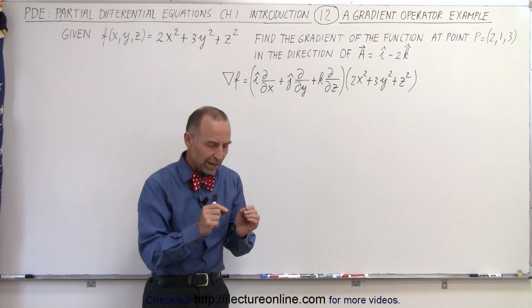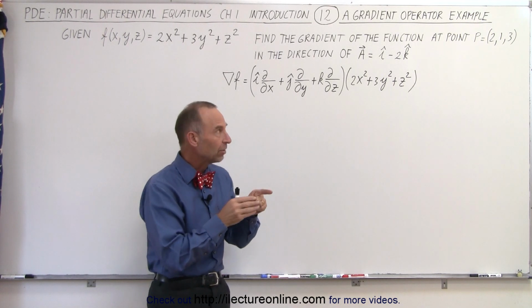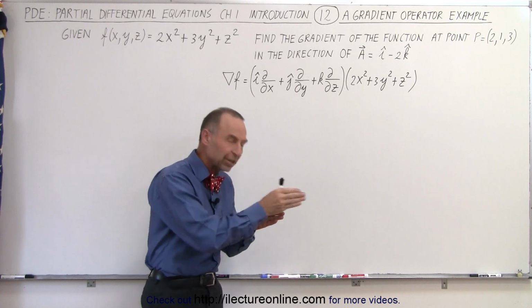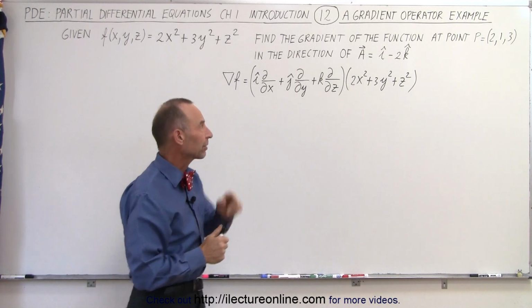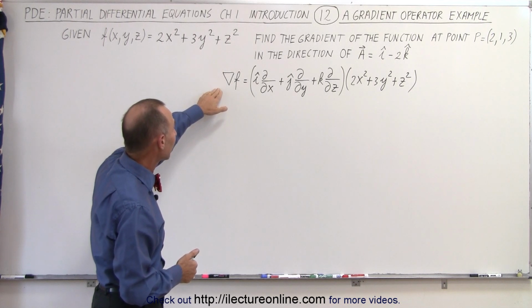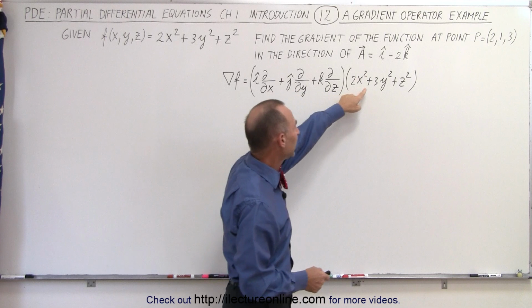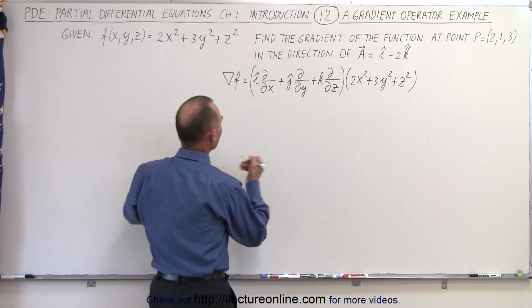So here we're trying to find the change of the function at a particular point in space, in a particular direction, in the direction of the vector given. We're going to start out by finding the gradient of that particular function. So we have the gradient operator operating on the function, and we'll get the following result.